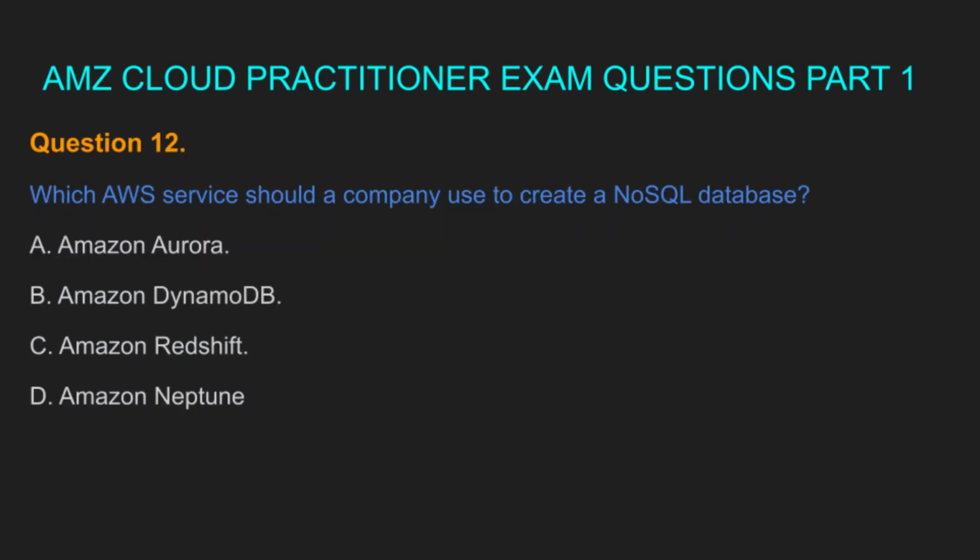Question 12. Which AWS service should a company use to create a NoSQL database? A. Amazon Aurora. B. Amazon DynamoDB. C. Amazon Redshift. D. Amazon Neptune. The answer is B. Amazon DynamoDB, which is a fully managed NoSQL database service that is designed to provide fast and predictable performance with seamless scalability. It is a good choice for companies looking to create a NoSQL database in AWS.